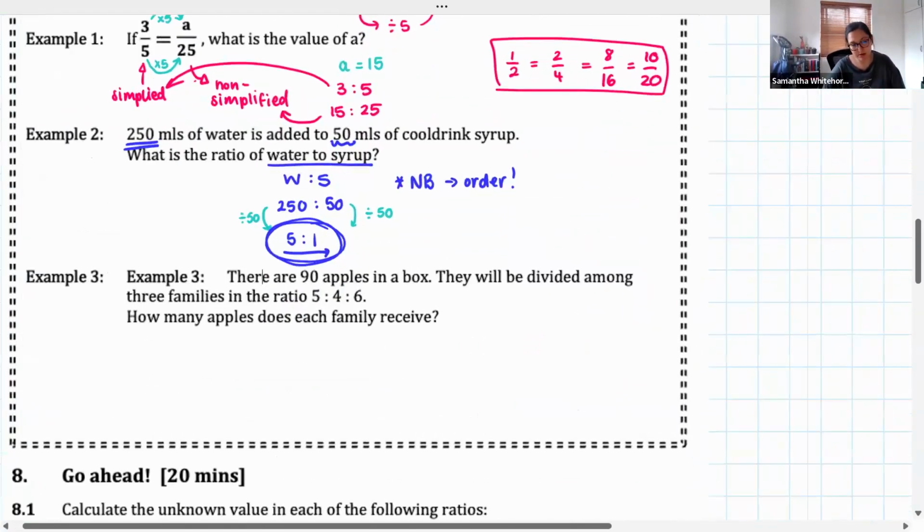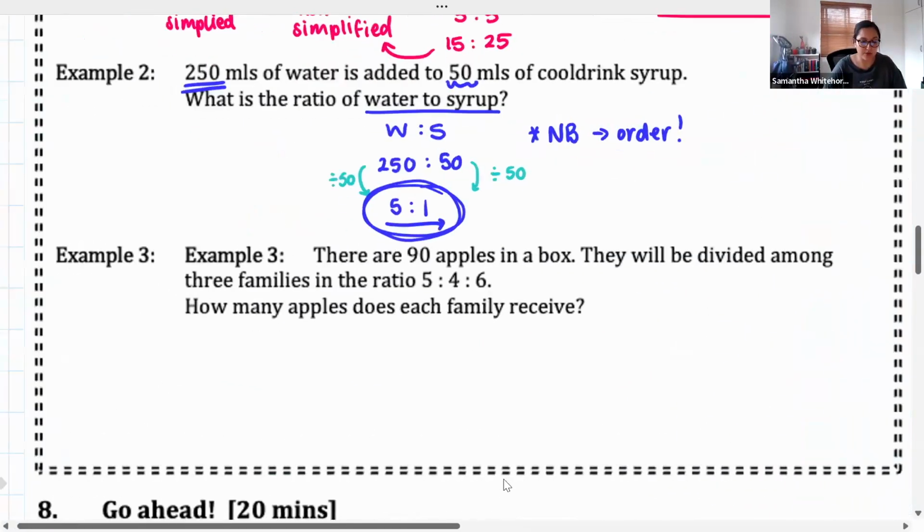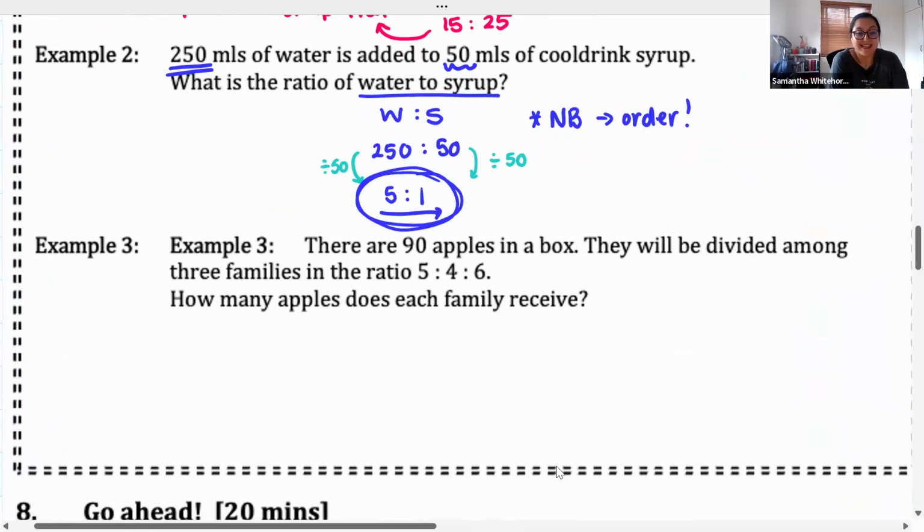Okay, so let's have a look at example 3. There are 90 apples in a box. They will be divided among 3 families in the ratio 5:4:6. How many apples did each family receive? Now, guys, there's quite a few ways in which you can do this. But let's just think about what the ratio is telling me.